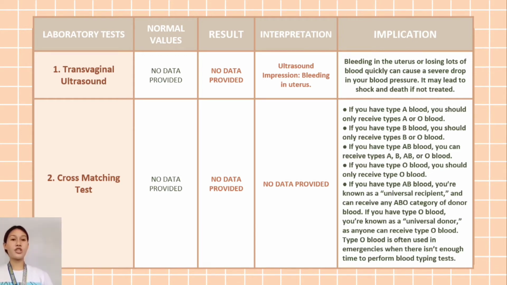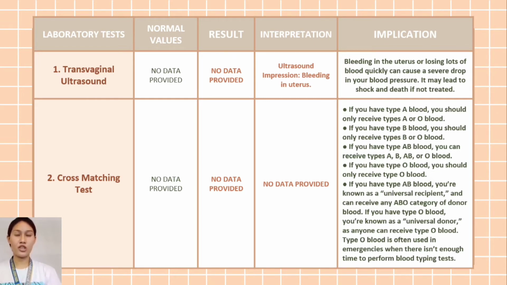Second is the cross-matching test, which is very necessary in our case because our patient is losing a lot of blood. It is also used to detect the presence of antibodies in the recipient against the red blood cells of the donor. These antibodies attach to the red blood cells of the donor after transfusion. An incompatible transfusion can result in severe hemolytic anemia and even death. Since there is no data provided in our normal values and results for cross-matching, I will just discuss the implication.